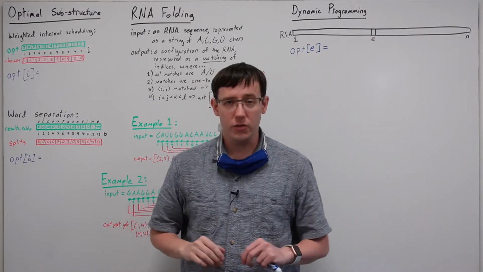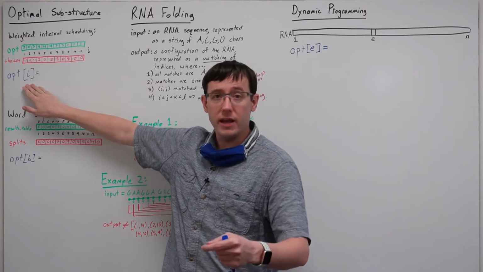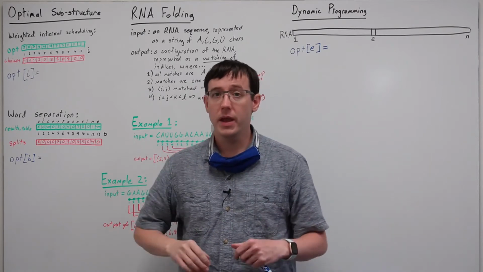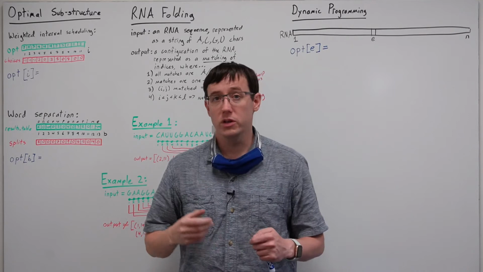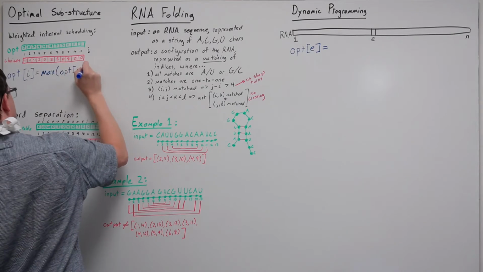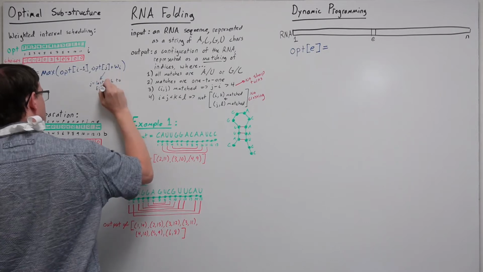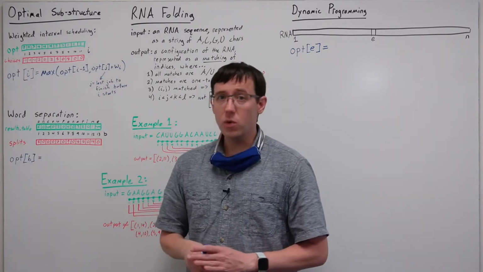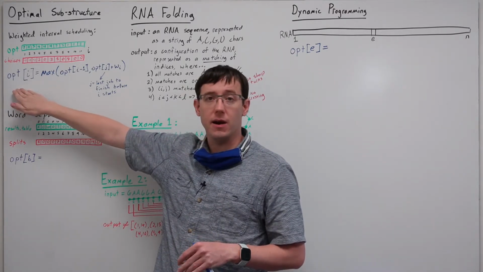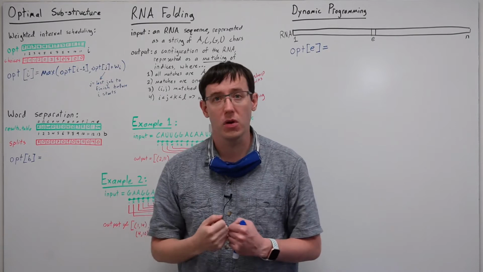For example, in weighted interval scheduling, we can think of the optimal value for up through the ith job as a function of the optimal up through i-1 and the optimal up through job j, the one that finished before i starts. And so we can write down a formula for the ith entry in our array of optimal values in terms of previous entries in the same array.